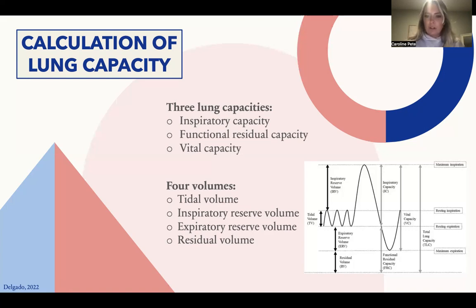The inspiratory reserve volume refers to the extra volume of air that can be inhaled with maximal effort after completing a normal inhale. So you can see again in this figure, here we have again the resting inspiration, resting expiration, and then your expiratory reserve volume. So that wave right there.